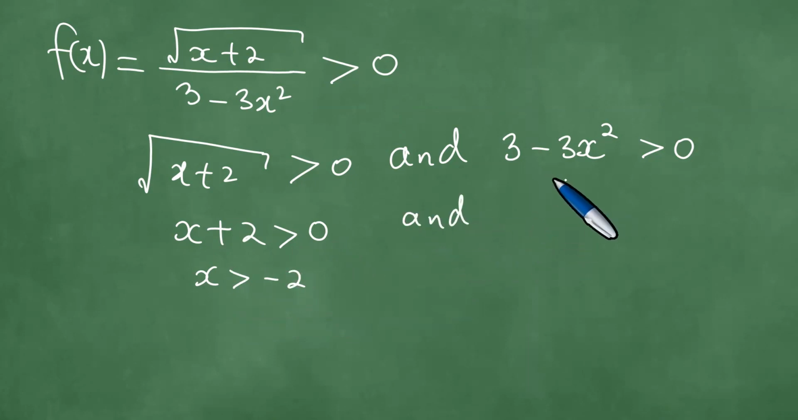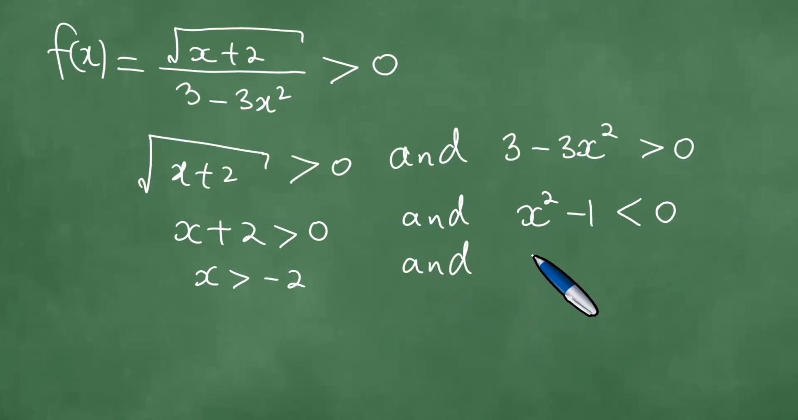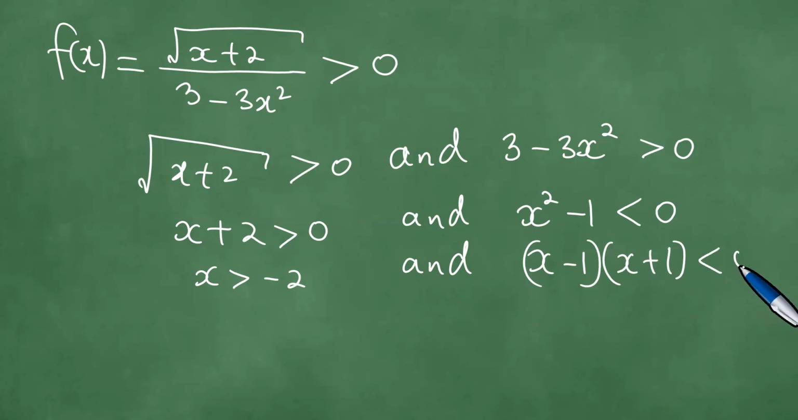Simultaneously, we can divide through by minus 3, getting x squared minus 1 is negative, because if you divide by a negative number, the inequality changes direction. Right, we factorize and we have x minus 1 into x plus 1 is negative.